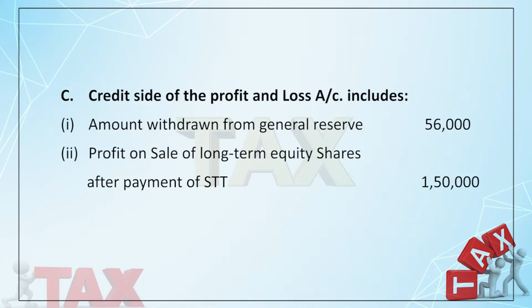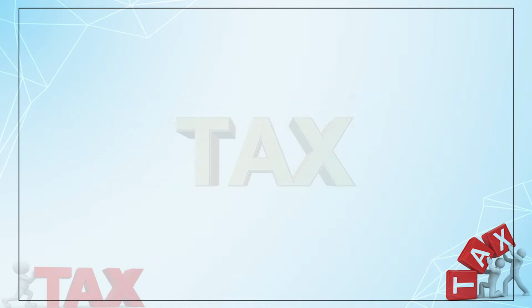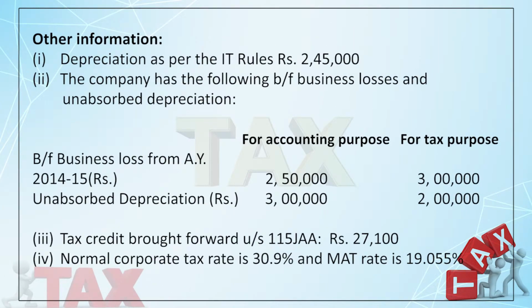And certain items like amount withdrawn from general reserve, profit on sale of long term equity and shares after payment of security transaction tax. So, these items have been credited to the statement of profit and loss. And there are certain other information also. What are the other information? The depreciation has been given.